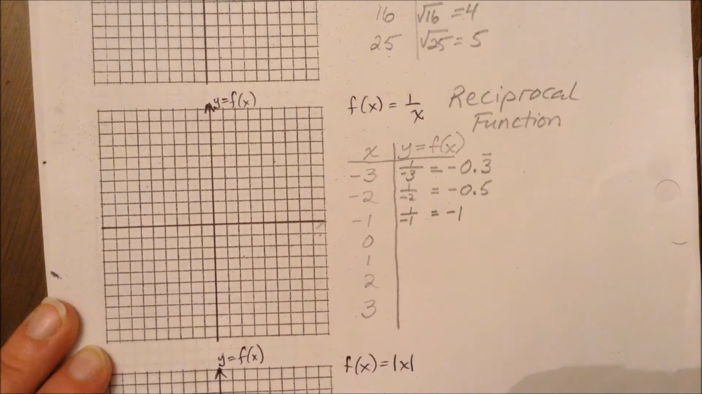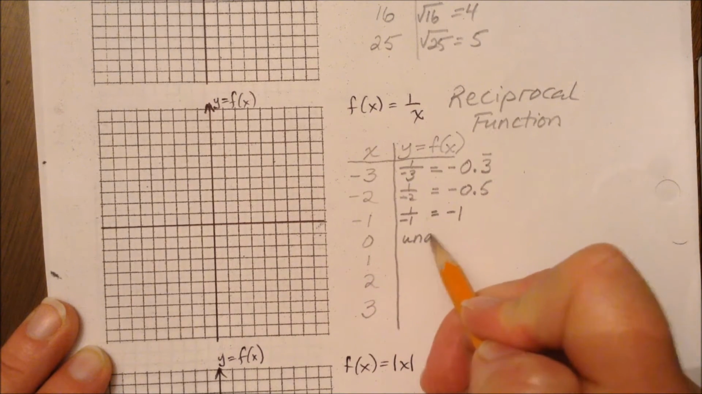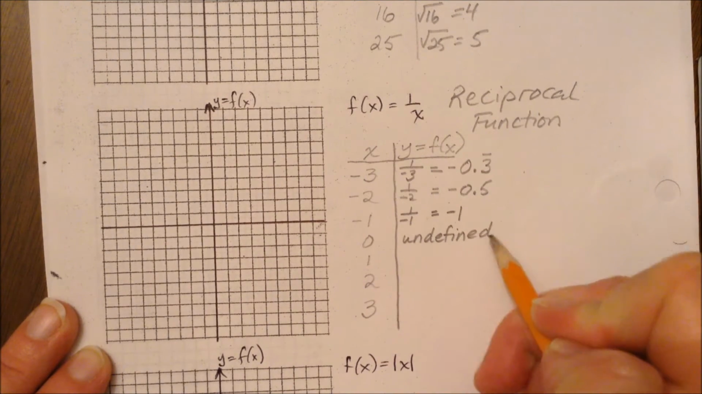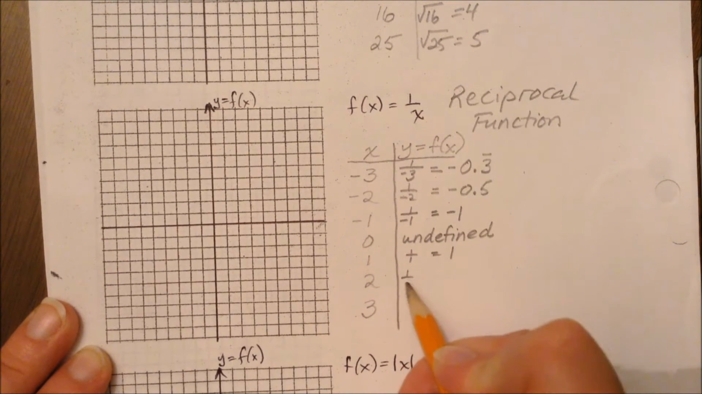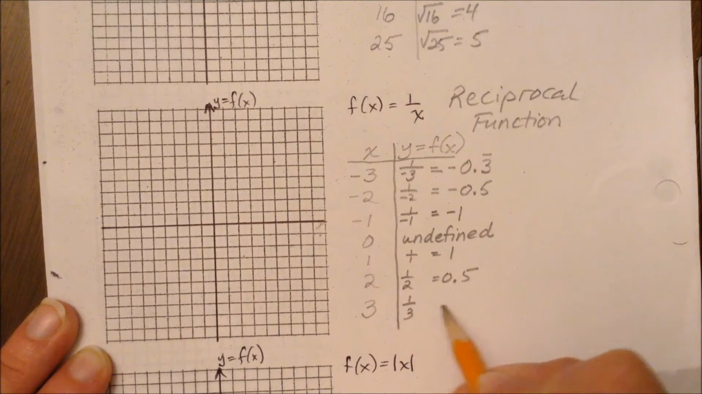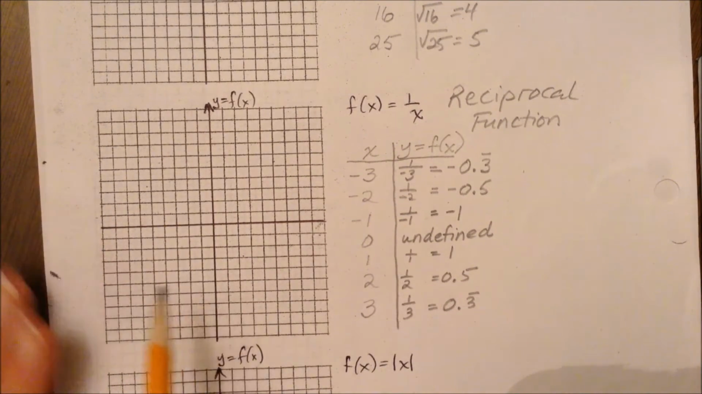Now what's 1 divided by 0? Well, that's undefined because the cardinal rule of math is we are not allowed to divide by 0. 1 divided by 1 is 1. 1 divided by 2 is 0.5. 1 divided by 3 is 0.3 repeated. Now this is not giving us a very clear picture.